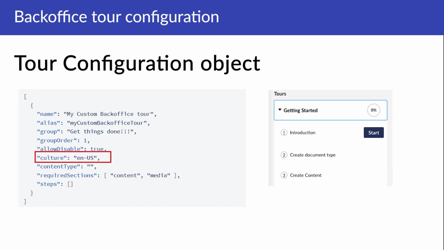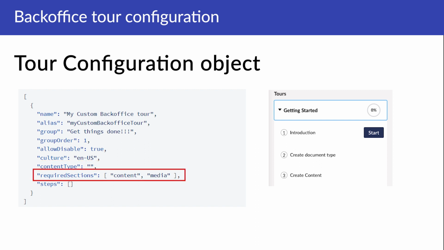Then we have culture. You can set the culture, for example, English US, and this tour will only be shown to the users that have set this culture in their profile. If it's not there, the tour will be shown to all users. We then have content type. Use this property if you want to limit the tour to a specific content type. For example, if you want to make a tour that's specific to a content node using the homepage document type.